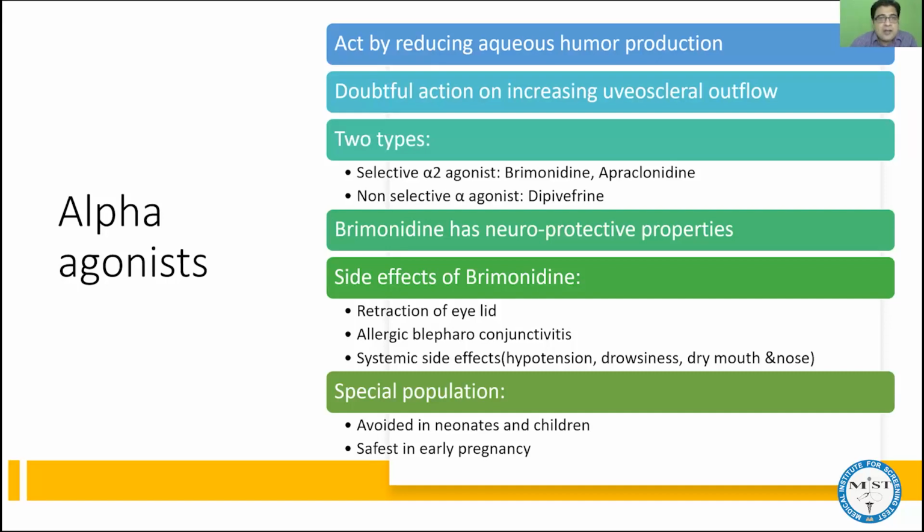Now, apart from that, alpha agonists will act on alpha 2 receptor. Alpha 2 receptor is a unique receptor of the autonomic system which has inhibitory properties. This alpha 2 receptor is present on cells of the ciliary process. So whenever we stimulate this alpha 2 receptor, that will give an inhibitory signal to the ciliary process cells, and that will reduce aqueous humor synthesis. So these are the main mechanisms of alpha agonists, that these medicines can reduce aqueous humor synthesis.